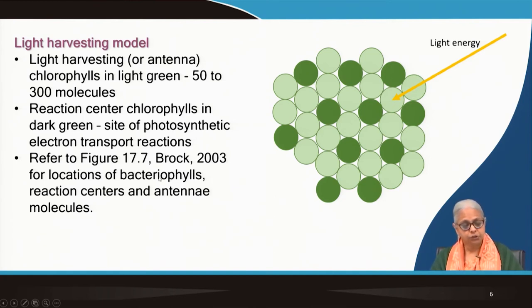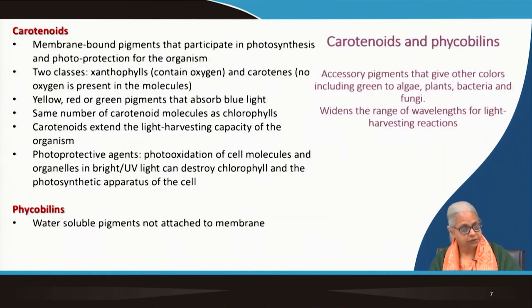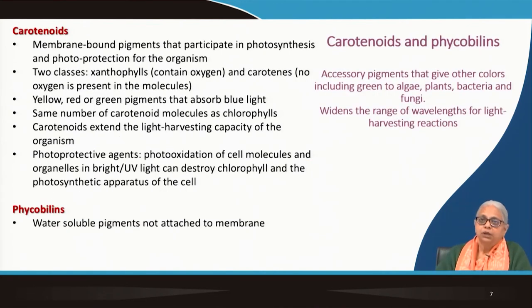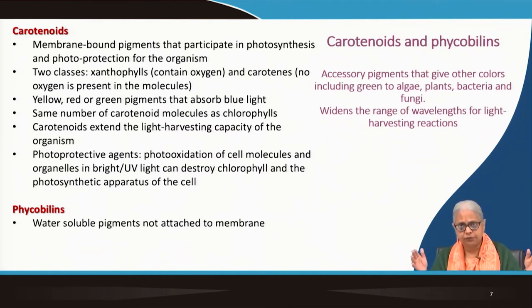The locations of the chlorophylls, reaction centers, and antenna molecules are all shown very clearly in the text, and you can refer to that. Let's now come to some other pigments. After chlorophylls, you can see that chlorophylls have two basic maxima in the absorption spectra, but that limits the photosynthetic organism to a very small range of the visible light spectrum.